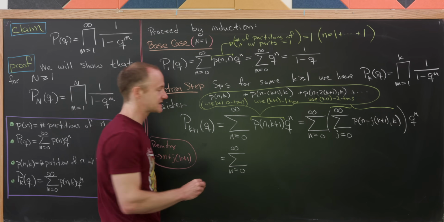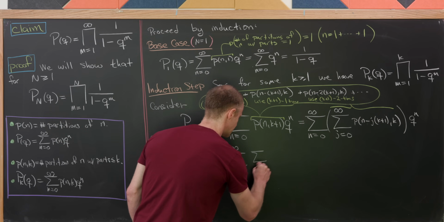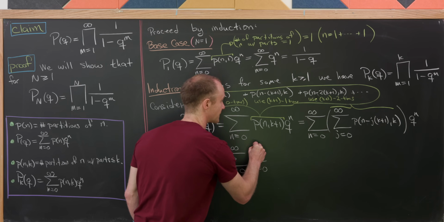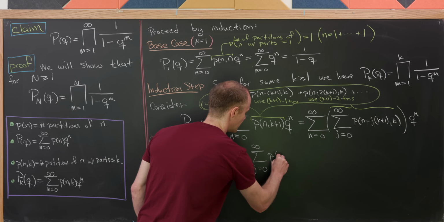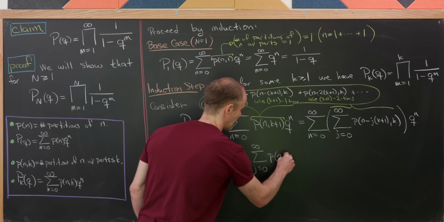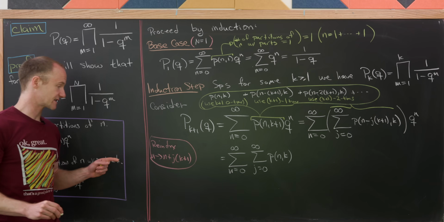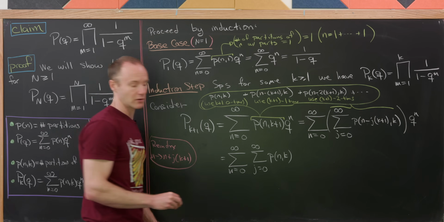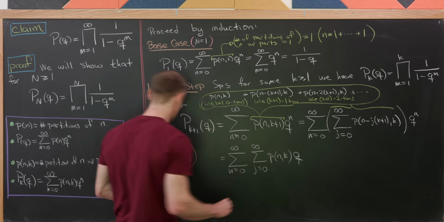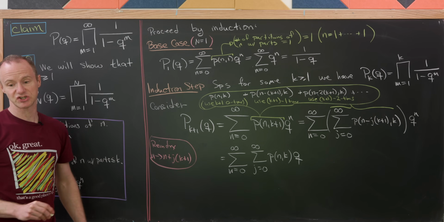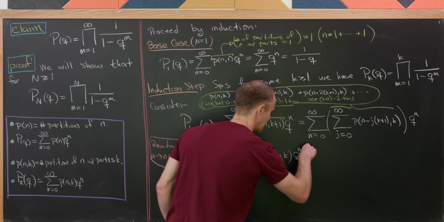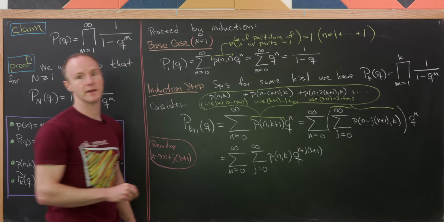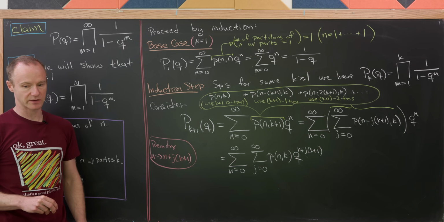And then inside of that, we're going to have this sum as j goes from 0 to infinity. Now it's going to be p of n comma k because of our re-indexing. And then it'll be q to the n plus j times k plus 1. So let's write that, n plus j times k plus 1. Okay, so I think that's looking pretty good.